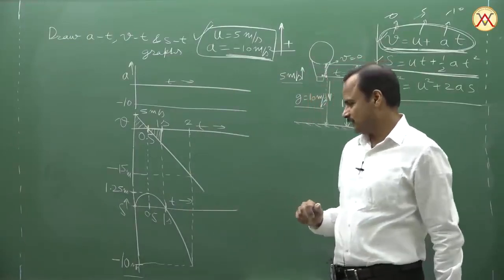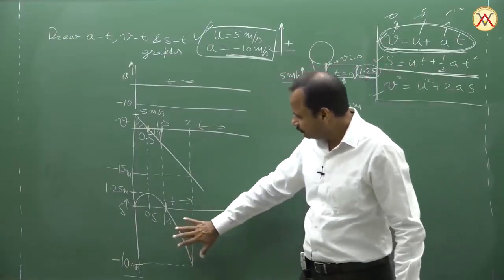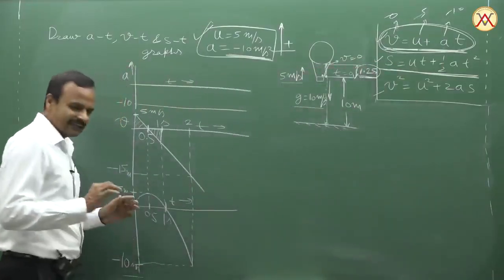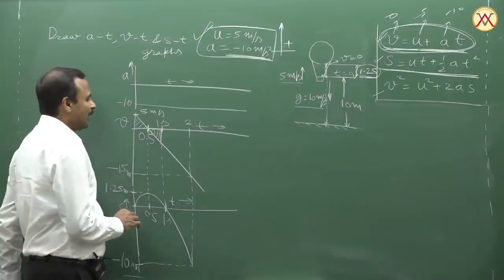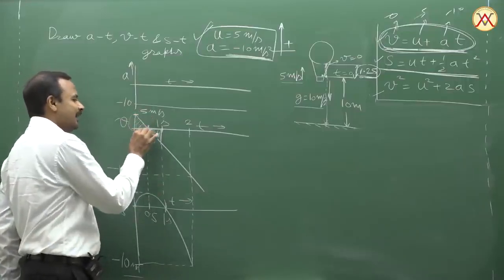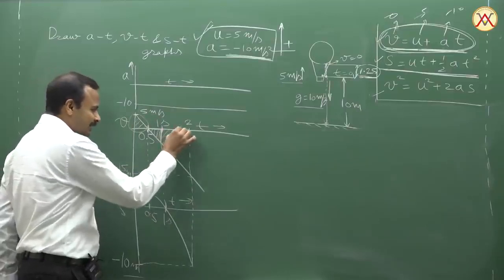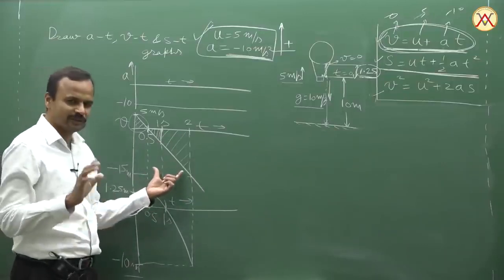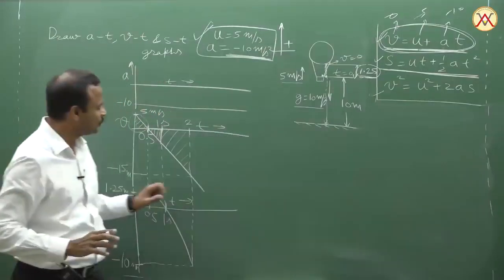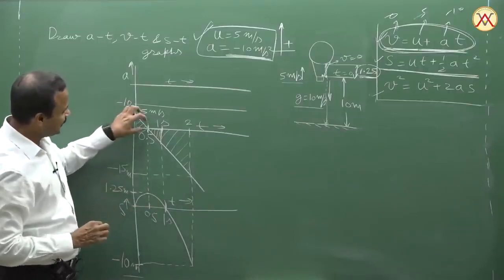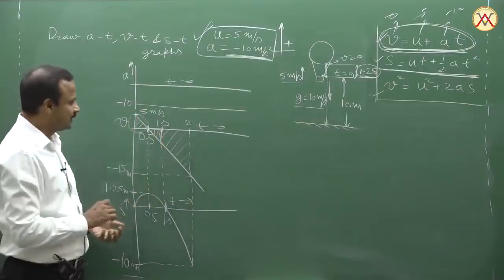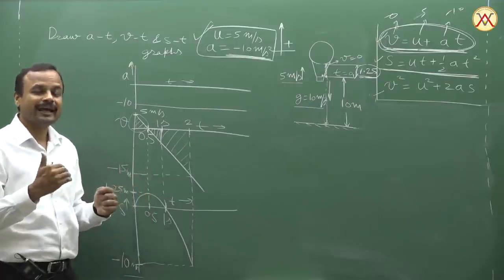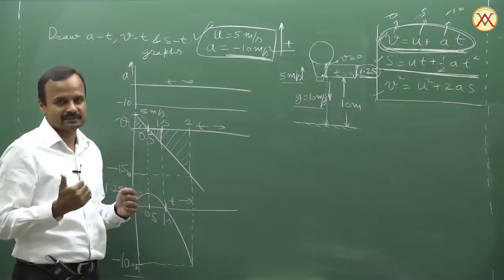What about the distance traveled? How to get distance traveled from, let us say, the VT graph and the ST graph? From the VT graph, we can get distance traveled by adding the area of this triangle and the area of this triangle. If we want to get the total distance over 2 seconds till it hits the ground, we have to add both these areas, not subtract. Because distance traveled is never negative. Distance traveled can only increase. Distance traveled cannot decrease. Alright.